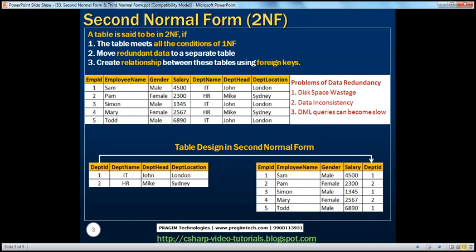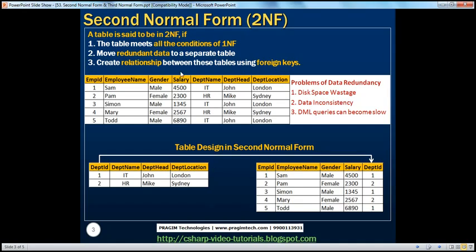So when do we say a table is in second normal form? A table is said to be in the second normal form if the table meets all the conditions of the first normal form. So the table has to be already in the first normal form. And then the table should not contain any redundant data. So if the table contains any redundant data, move that redundant data to a separate table. And then establish the relationship between the two tables using foreign keys.